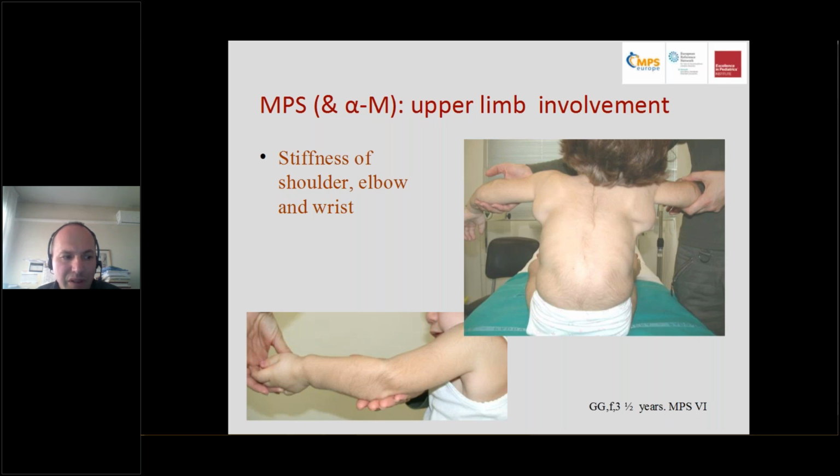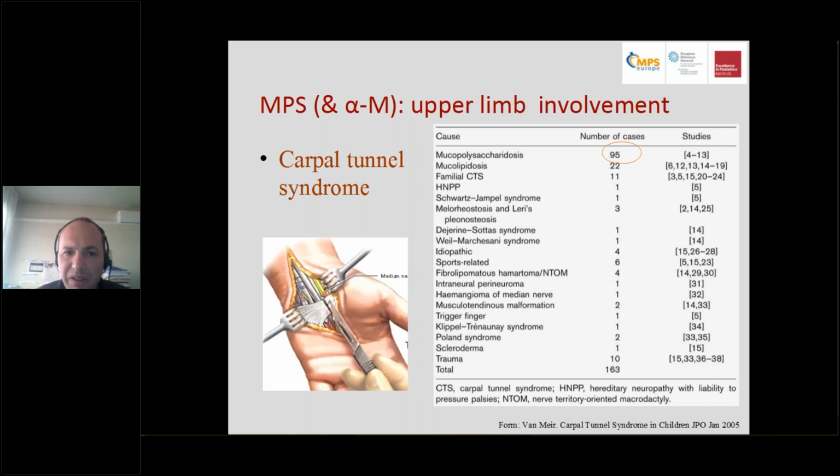Sometimes this stiff elbow and the lack of pronosupination can be one of the very early signs of a metabolic disorder. So in case you see a young child with stiffness without signs of inflammation, symmetric, painless, and so on, think about metabolic disease and mucopolysaccharidosis, because it's very easy to miss the proper diagnosis.